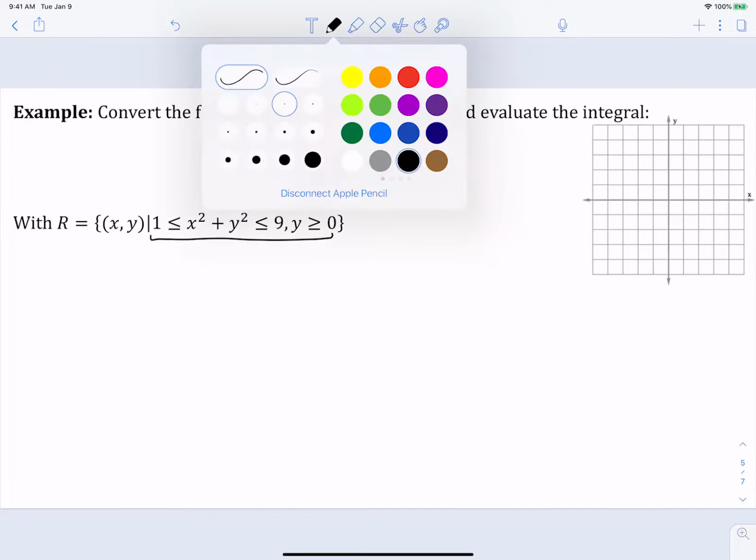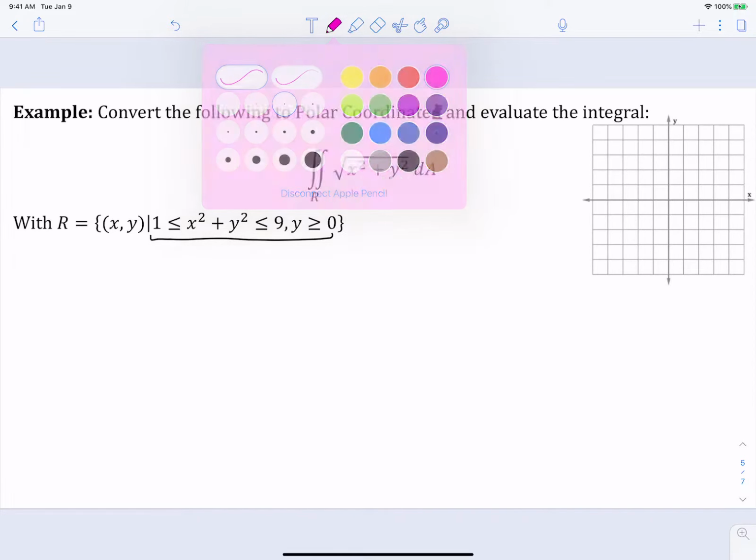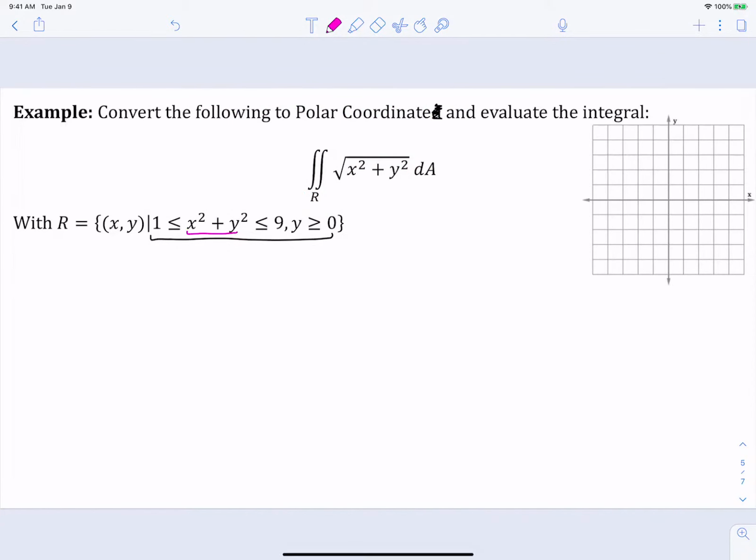So let's take a look at what this is saying. This is saying that we've got x squared plus y squared is greater than or equal to 1 and less than or equal to 9. So here are our two limits: x squared plus y squared is equal to 1, and x squared plus y squared is equal to 9. Those are both circles. This one has a radius of 1. This one has a radius of 3.